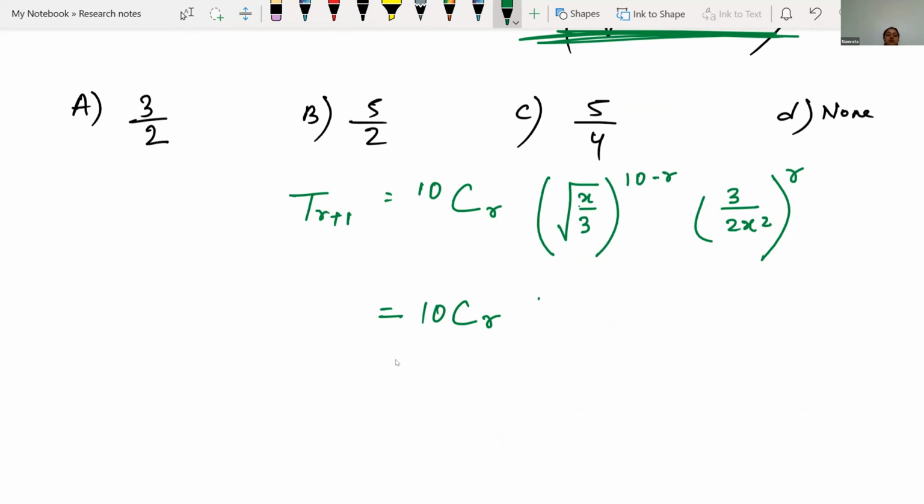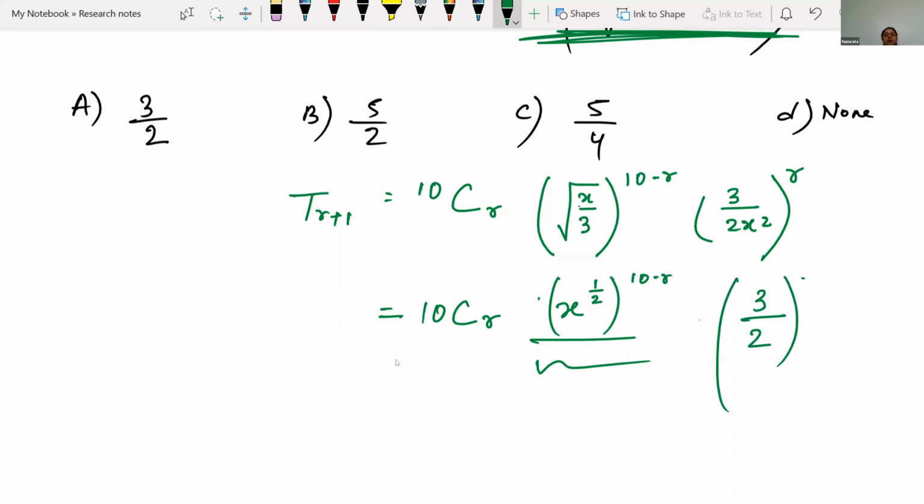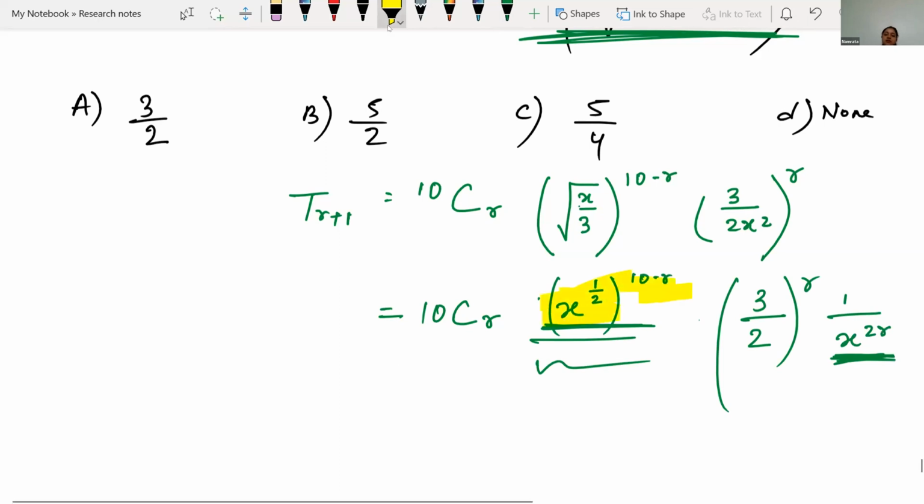So the power of x over here will be x to the power 1 by 2, and then power 10 minus r, whatever is in the denominator. Here 3 by 2 is there, and it will take power r, but 1 by x to the power 2r will be there. Right? I'm just focusing on the x power. Is it okay, Lina? Yes, ma'am.